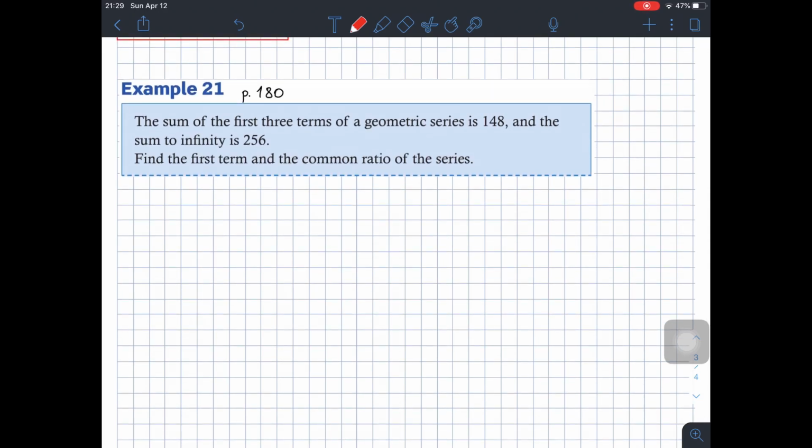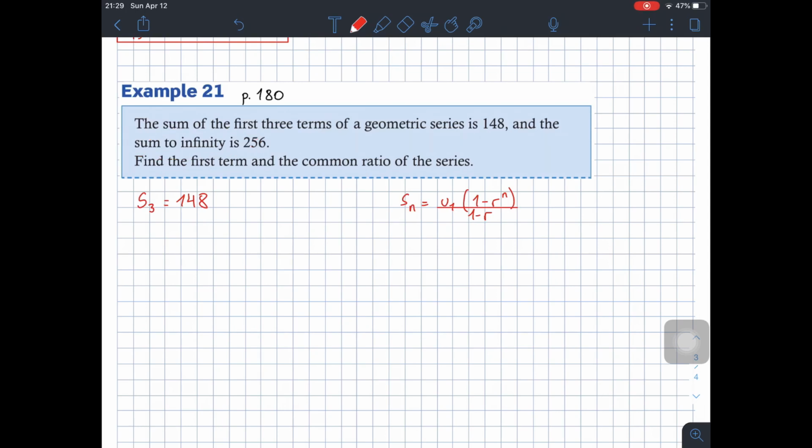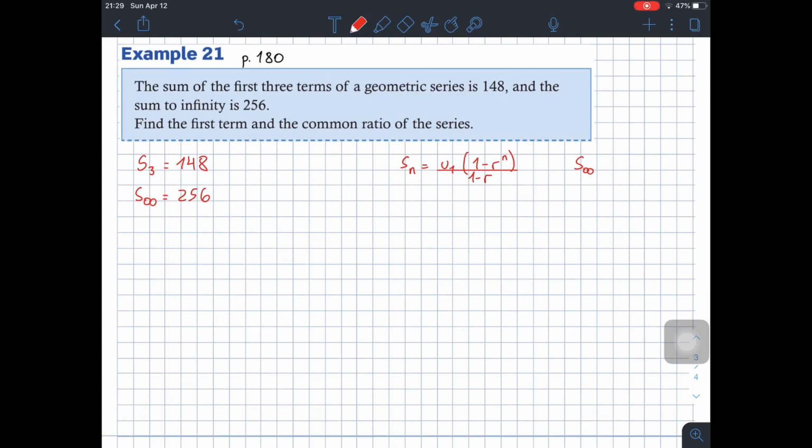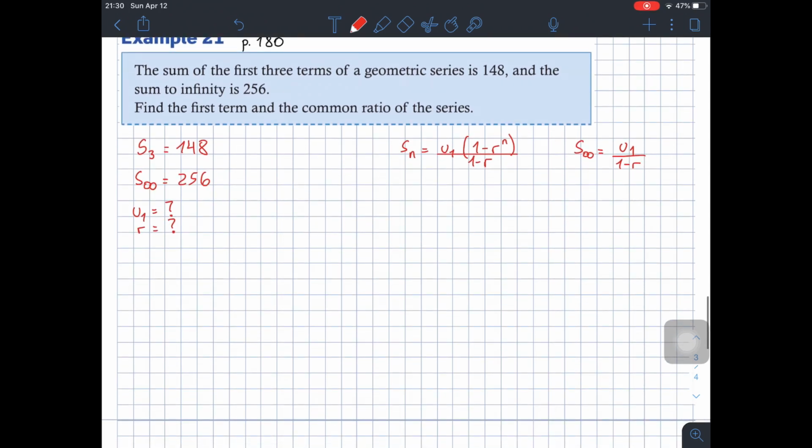Okay, so let's write down our information here. The sum of the first three terms of a geometric series is 148. That is, S of 3 equals 148. And we know that this is a geometric series, okay? So we know that we're going to be using this formula: U1 times 1 minus r to the power of n divided by 1 minus r. Then it says, and the sum to infinity is 256. So the second piece of information we have is that the sum to infinity is 256. And if we remember the formula, the sum to infinity is u1 divided by 1 minus r. Okay, so with these two pieces of information, we need to find the first term, which is u1, and the common ratio, which is, in this case, r. Okay, so that's what we need to do.